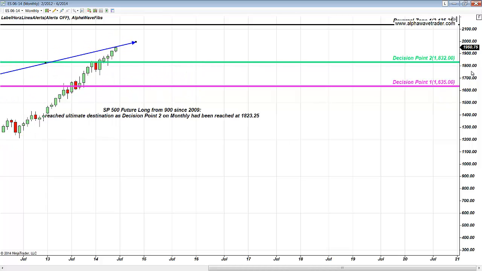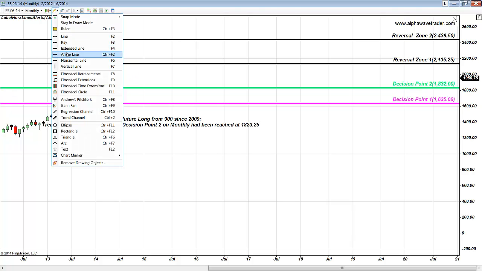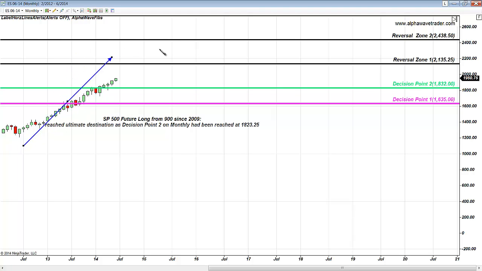Pay attention to what I knew since 2009. That it would be phenomenal rally? That still did not reach the exhaustion level. S&P is heading to 2135. But this rally is getting pretty tired.